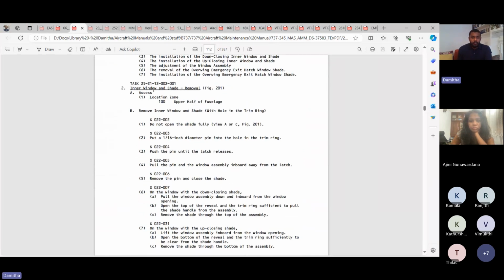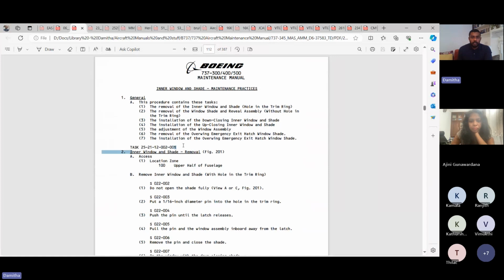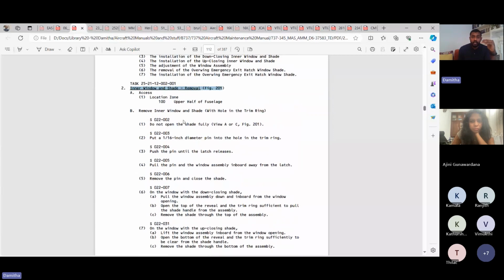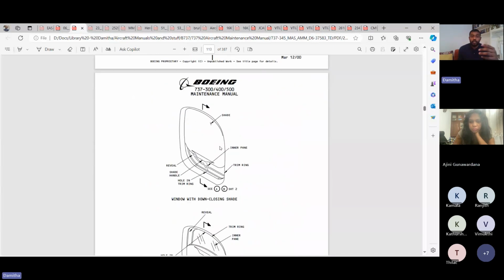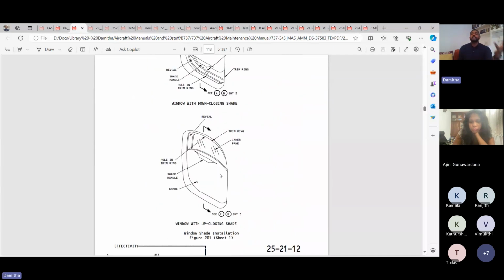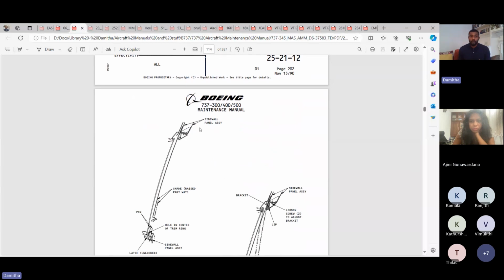For example, if you take this step, it says inner window and shade removal. It tells you how to remove it, and it goes step by step, telling you which tools to use and which views you can use to identify these things, basically telling you each and every single thing you can do. So this is the AMM, and then if we go into this, this is the SRM, which is the structural repair manual.